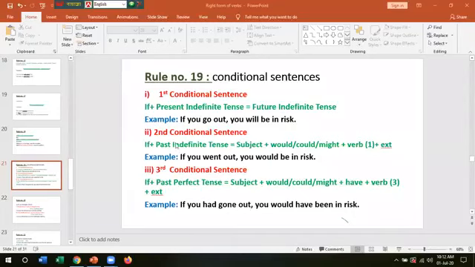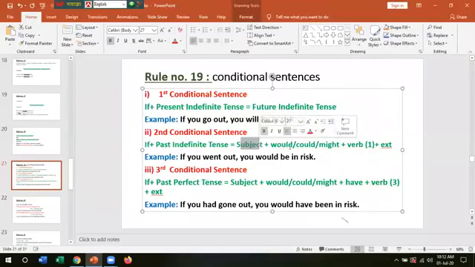Again, there is the second conditional sentence, and the structure is like this: if plus past indefinite tense. If there is past indefinite tense after if, then the structure will be: subject plus would, could or might, plus verb 1, that means the base form of verb, and the extension. My dear boys, try to remember that when it means surety, then we will definitely use would, but if there is probability, then we can use could or might. If you went out, you would be at risk.